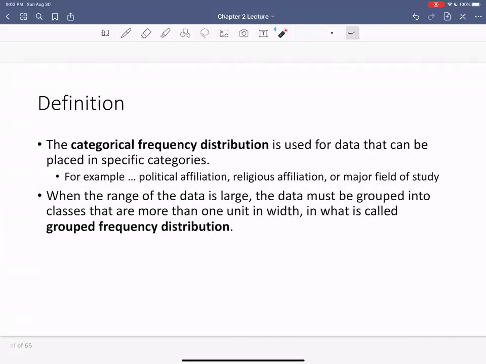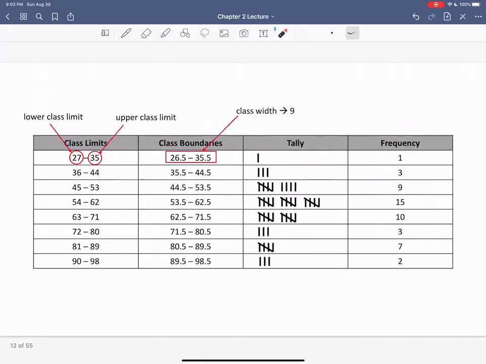So some more definitions before we get going here. The first one is the categorical frequency distribution. It's more like when you can put things into categories, like, for instance, political affiliation, religious affiliation, major field of study, right? Then you also have something called group frequency distribution. There's a range of data that's large, and this is really what we work with a lot. So we'll say there's a range of values, like 10 to 15, and then 16 to 20, and so forth. All right, so this is what we look at more.